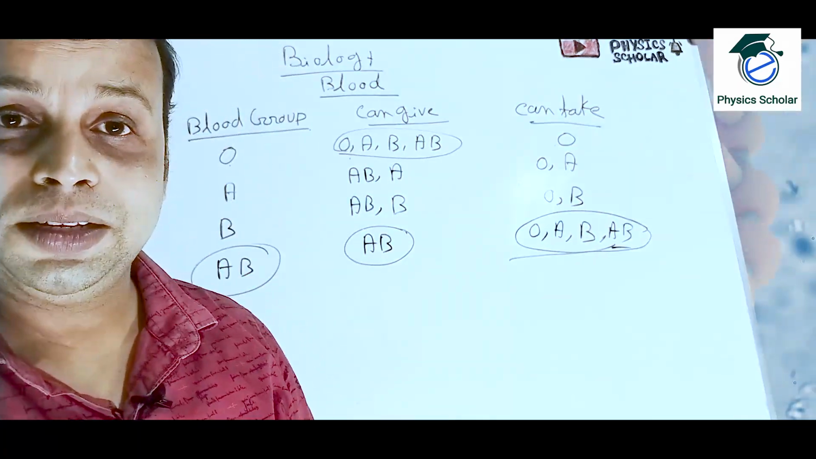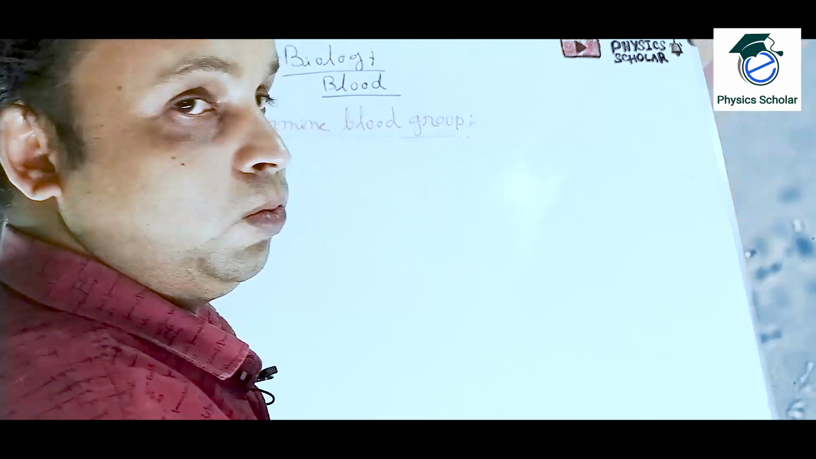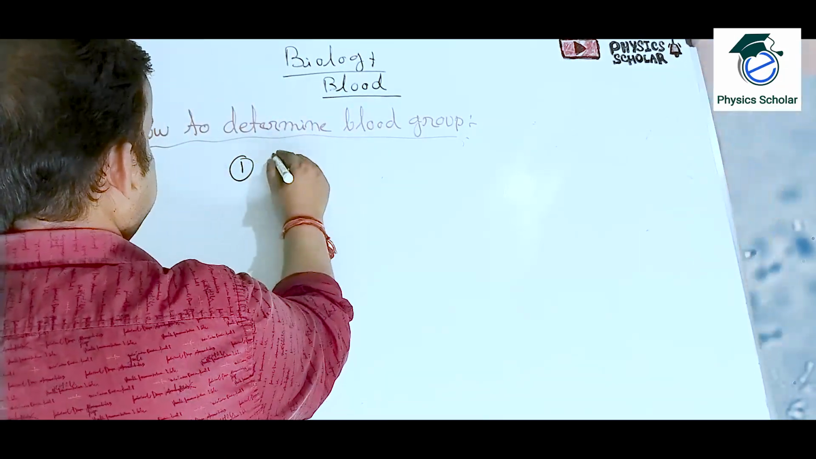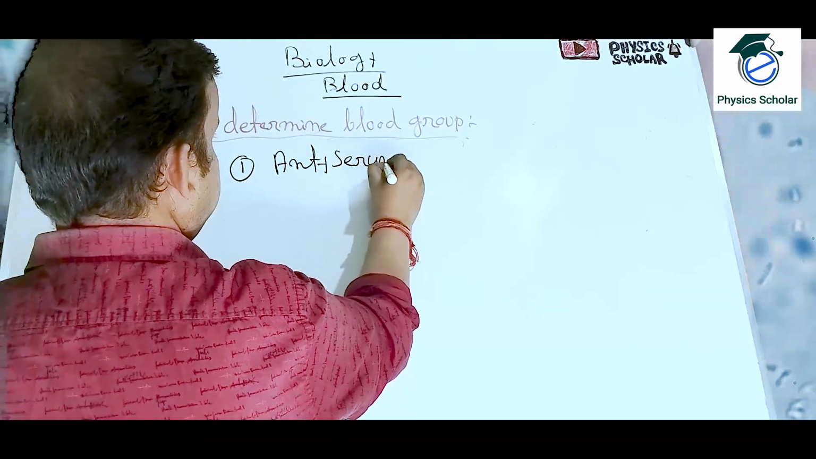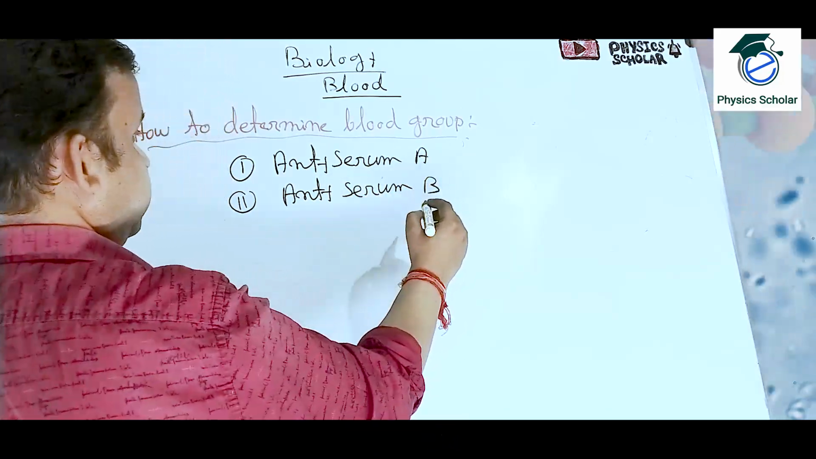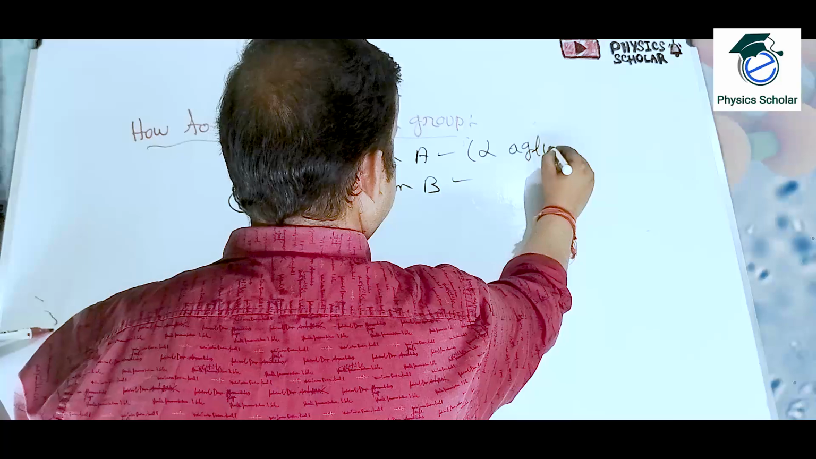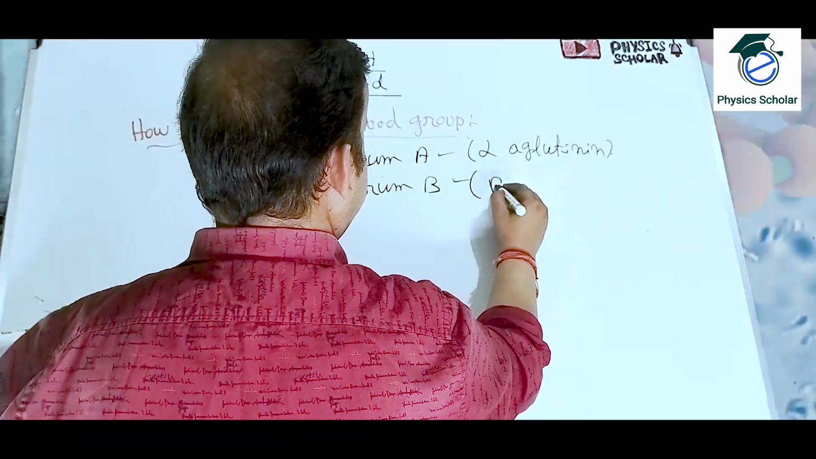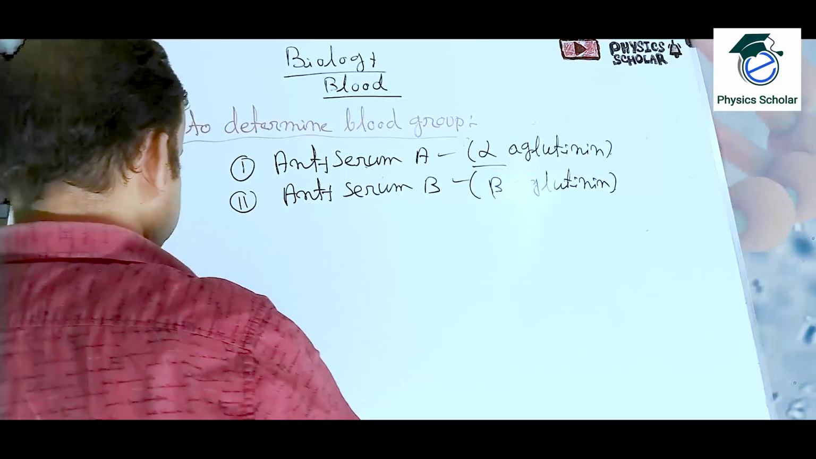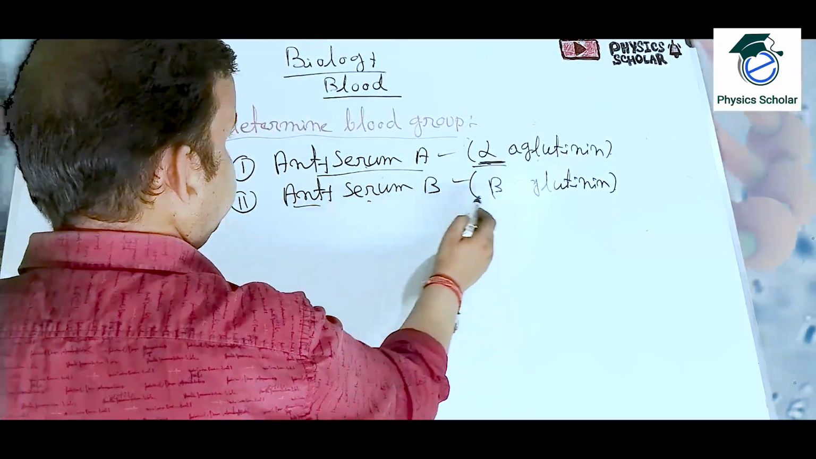Okay. Now let us move to the next topic. Students, now we will learn how to determine the blood group. If you have a blood test, how to determine the blood group. Two components are used: anti-serum A and anti-serum B, or alpha agglutinin and beta agglutinin. The serum is generated from plasma. So alpha agglutinin will be present in anti-serum A, and beta agglutinin in anti-serum B.